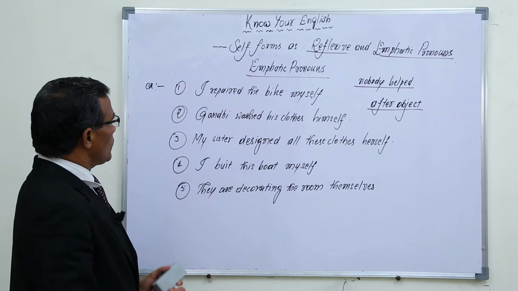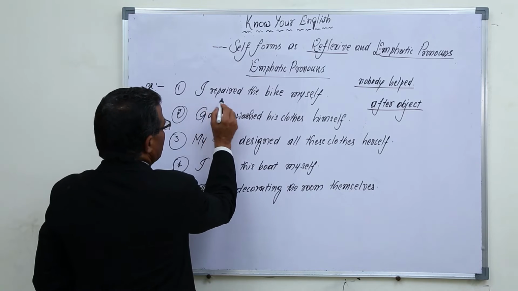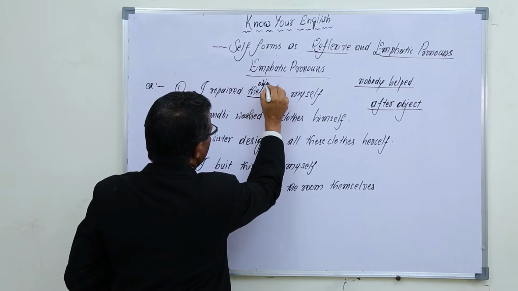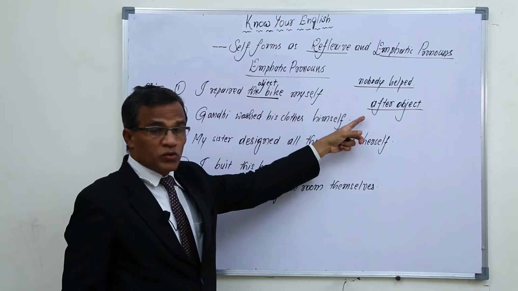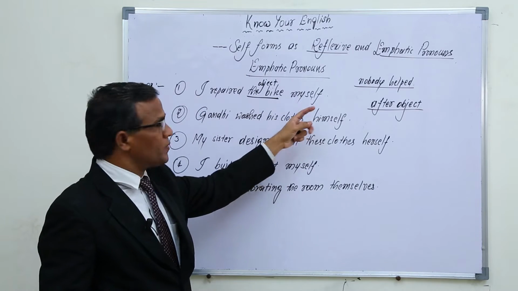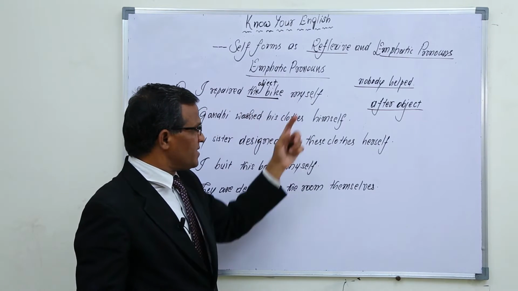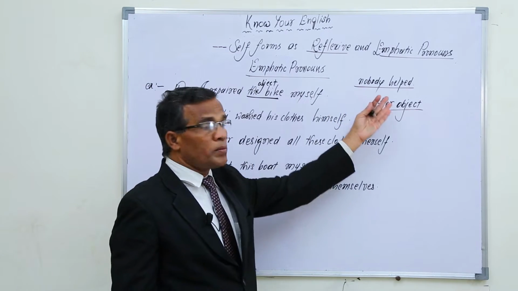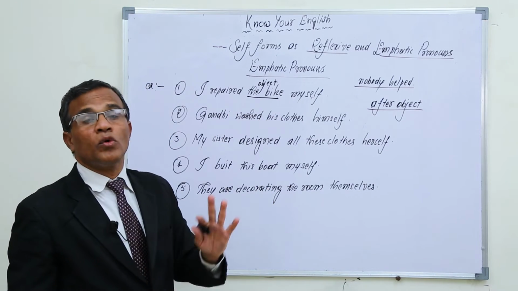Let us see now. Emphatic pronouns. I repaired the bike myself. The subject is I, and the bike is the real object. After the object only, we use these self forms. I, and the corresponding one is myself. But in what way? I repaired the bike myself means I repaired the bike without anybody's help. That means nobody helped in this regard. I repaired the bike myself, but nobody helped.